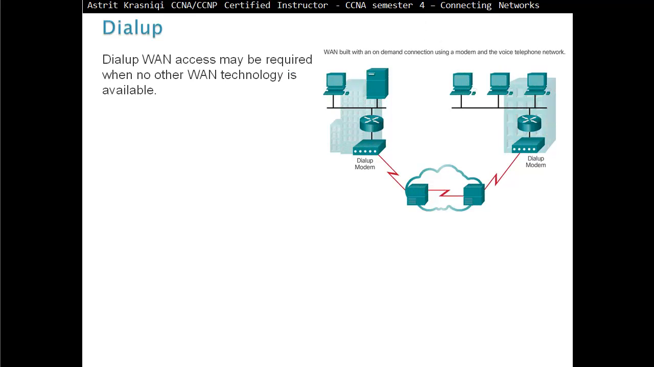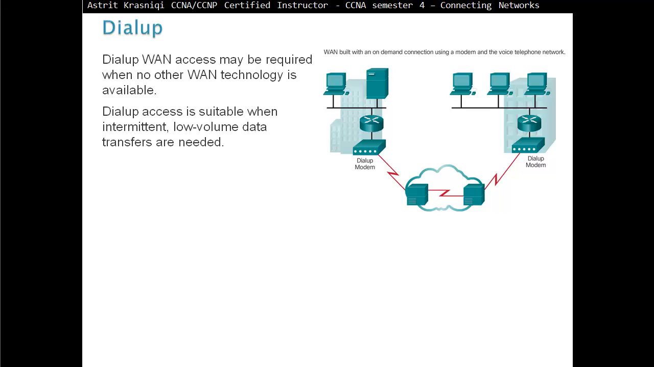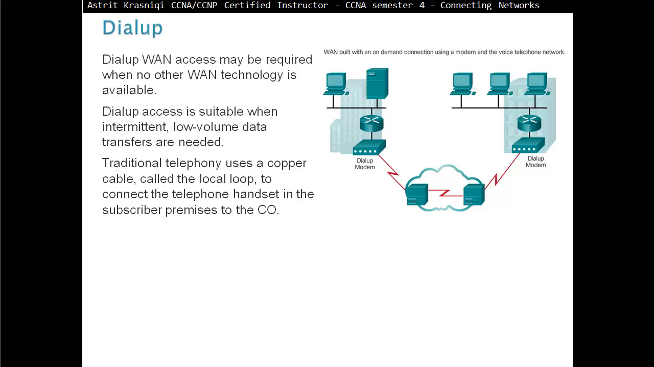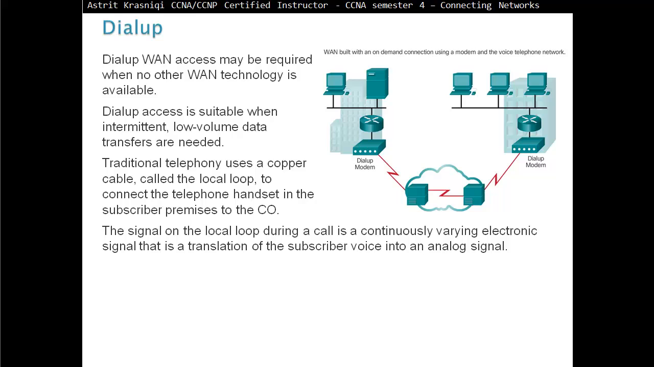Dial-up. Dial-up wide area network access may be required when no other wide area network technology is available. Dial-up access is suitable when intermittent, low-volume data transfers are needed. Traditionally, telephone uses a copper cable called the local loop to connect the telephone handset in the subscriber premises to the central office. The signal on the local loop during the call is a continuously varying electronic signal that is a translation of the subscriber voice into an analog signal.